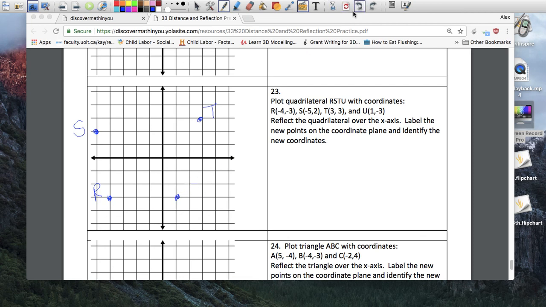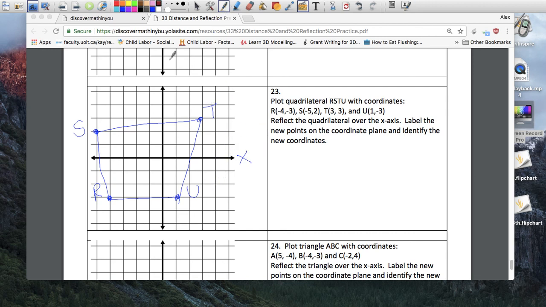Oh, what am I doing? RSTU. So if I connect, it's going to look like this. Right, so we're going to reflect this over the x-axis. So each point here is going to jump the x-axis. It's going to jump this line right here. So T is going to go from up to down. U is going to go up. S is going to go down, and R is going to go up. So every point, no matter where you are, is going to cross over the x-axis. It's going to jump over the x-axis.